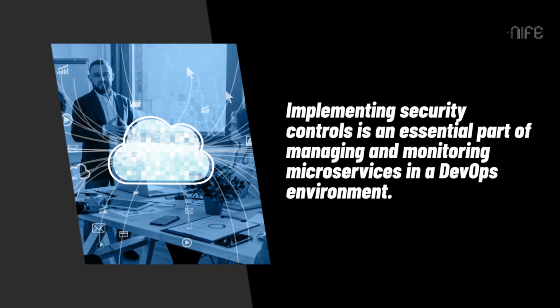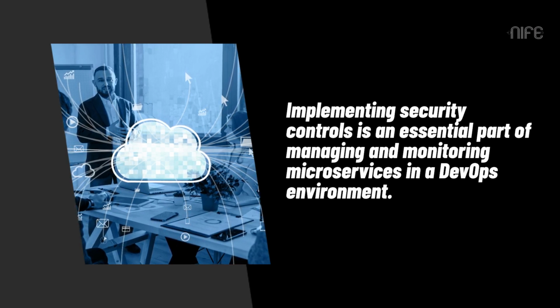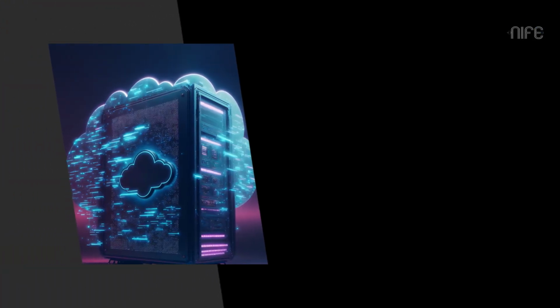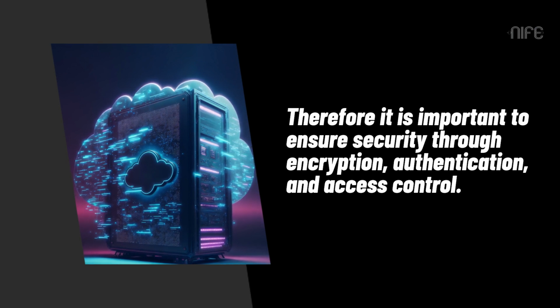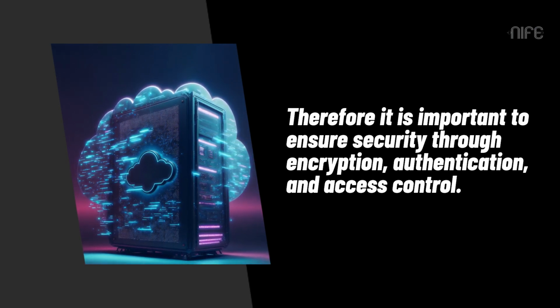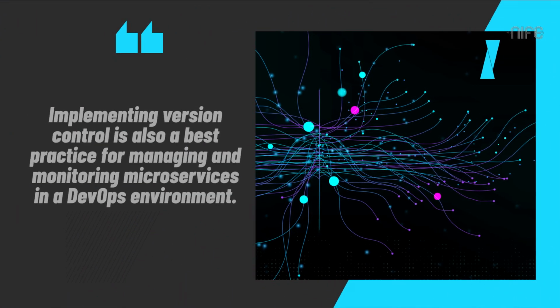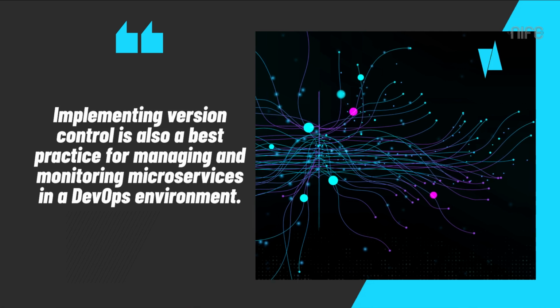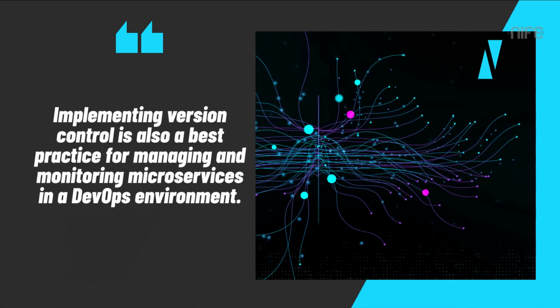Implementing security controls is an essential part of managing and monitoring microservices in a DevOps environment. Therefore, it is important to ensure security through encryption, authentication, and access control. Implementing version control is also a best practice for managing and monitoring microservices in a DevOps environment.